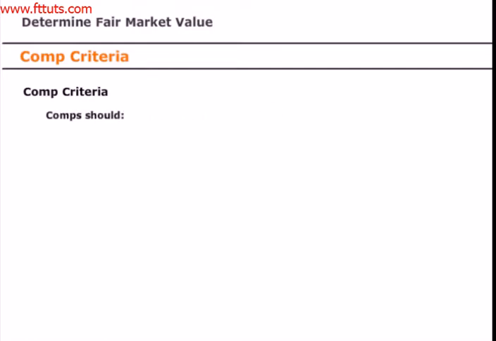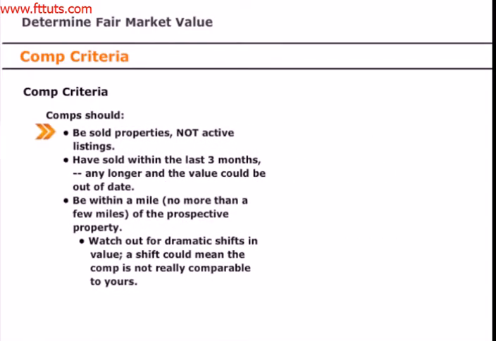Your comps should meet the following criteria if they are going to provide you with accurate information. Your comps should be properties that have been sold, not active listings. They should have sold within the last 3 months. Any longer than that, and the value could be off. Be sure your comps are within a mile and no more than a few miles from the prospective property.